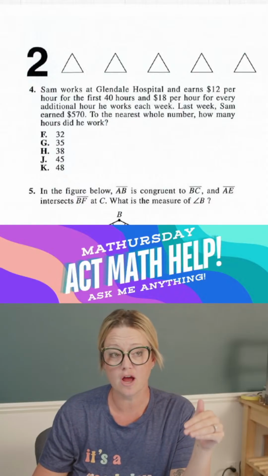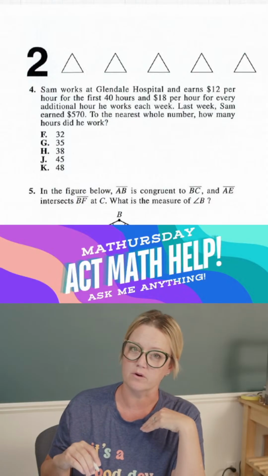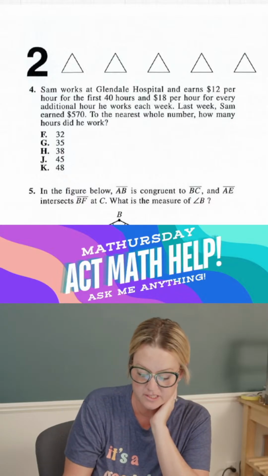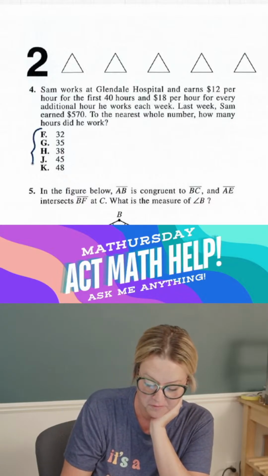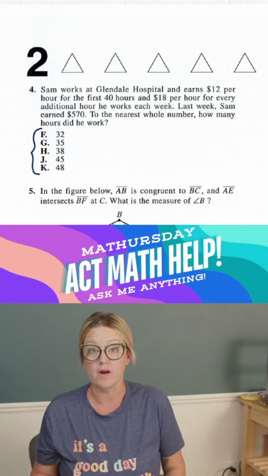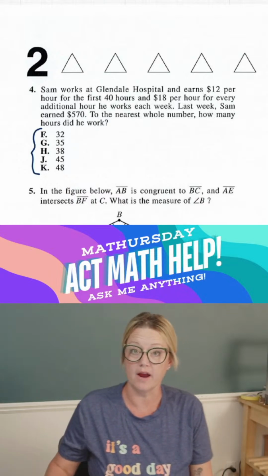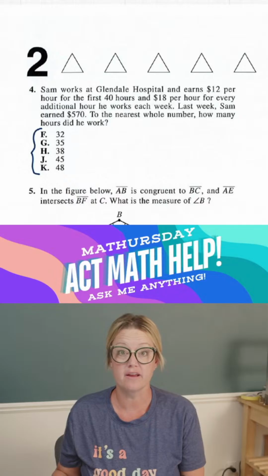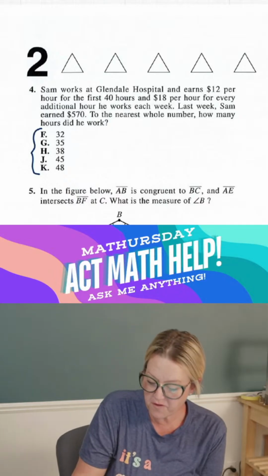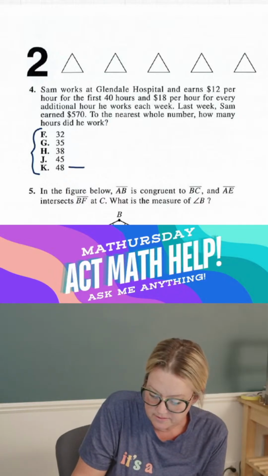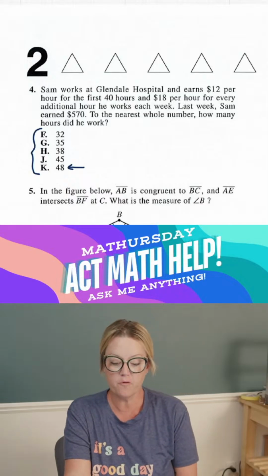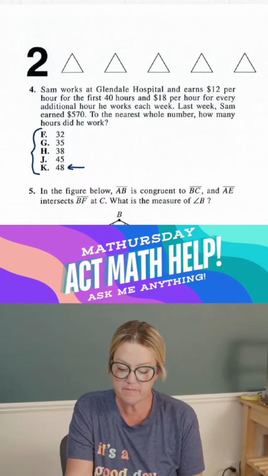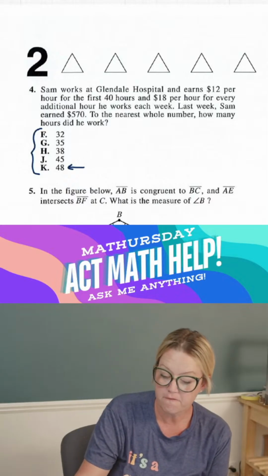What you can do is, if you're not sure where to start, see if you can work backwards. Take some of those choices, because out of these 5 values, you know one of them is correct, right? So why not just start plugging them in? If he worked 48 hours, then that would mean that he got $12 per hour for the first 40 hours.